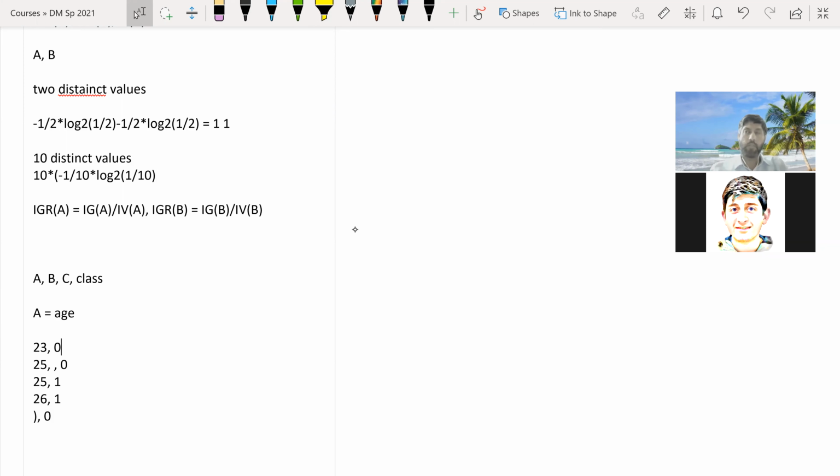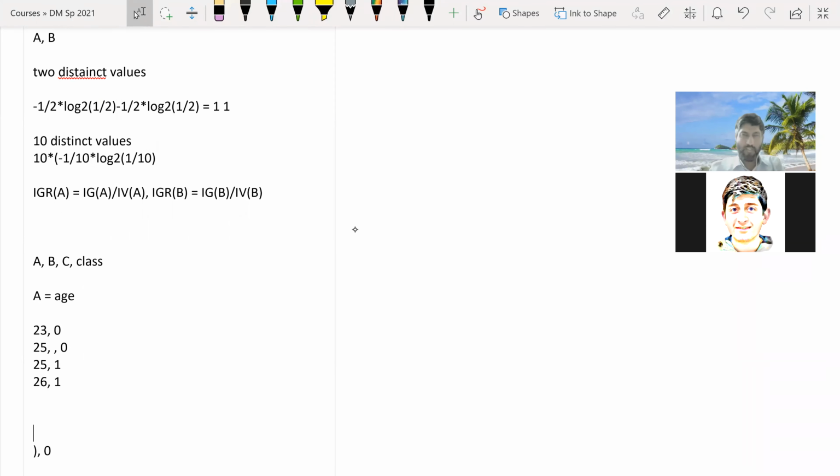Okay, obviously you can notice that once you sort the attribute A, the class labels are very nicely sorted. The first 2 are zeros, the remaining 2 are ones. So obviously you can split the attribute A at that position. Both of those values are 25. You can split at 25, but then you have two values for 25, one is 0 and one is 1.